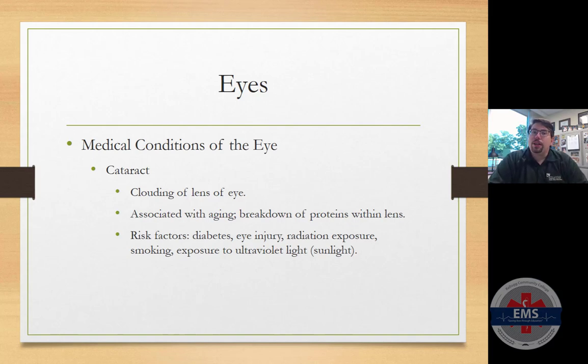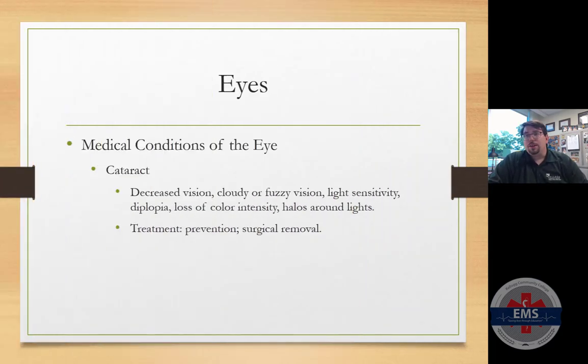Cataracts. Cataracts are going to be a clouding of the eye lens. It's associated with aging or breaking down of proteins within the lens itself. It's normally brought on by pre-existing conditions like diabetes or maybe an eye injury, smoking, or being exposed to excessive amounts of ultraviolet light, including excessive sunlight. Now, cataracts are interesting because they do decrease vision. They cause this cloudiness or fuzziness. We lose color intensity, and anytime we see light, we get this big halo or ring around a majority of lights. The real treatment for cataracts is prevention.